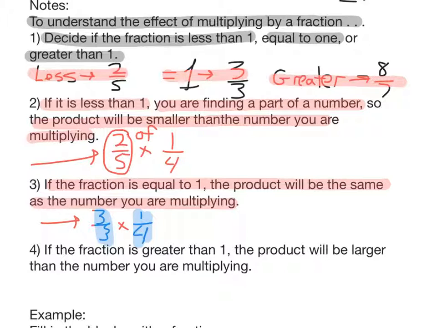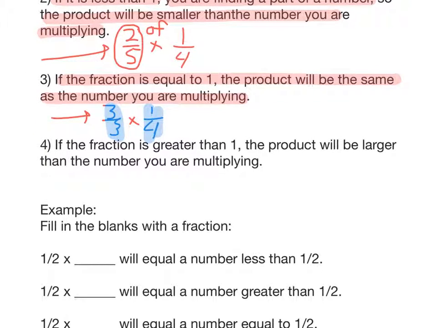Okay? So the last part of your notes would be if the fraction is greater than 1, the product will be larger than the number you're multiplying. So if I'm multiplying 8/7 times 1/4, I'm going to get an answer larger than 1/4 because I'm multiplying by something more than 1. That means I have more than one of those. I have 1/4 more than one time. So that means it's going to be greater.